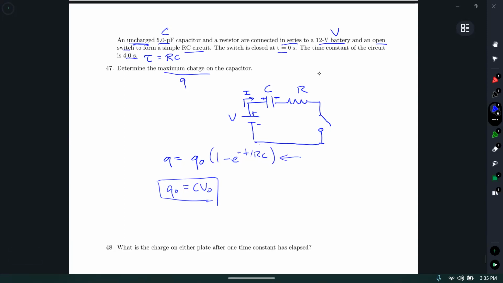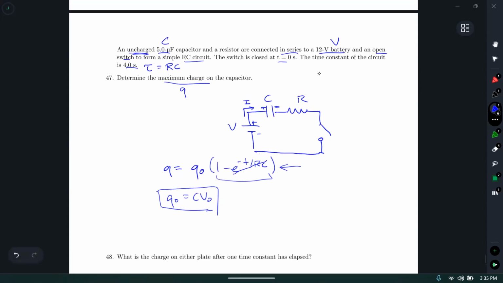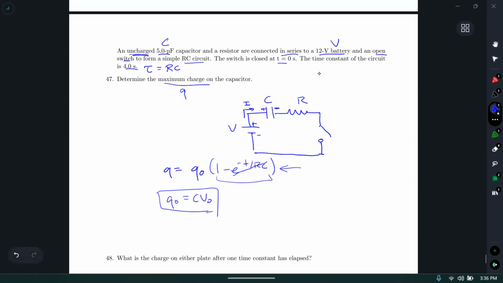I could also say, okay, the most charge I'm going to have is when this whole term is 0 as time goes out to infinity. That's going to make this thing right here 1. Otherwise, I'm subtracting something from it. I'm taking a little bit away. The most I could get out of this thing in parentheses is 1. And that's going to happen if the time becomes very large. But that leaves me with just that Q is Q0, that final charge on the plates.